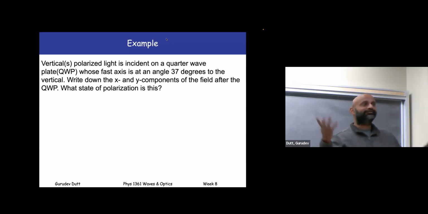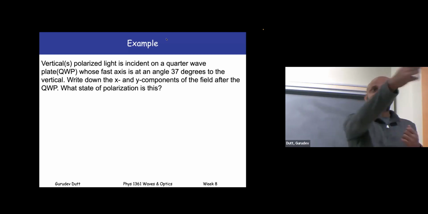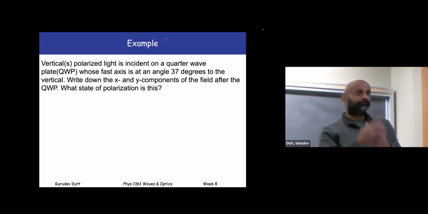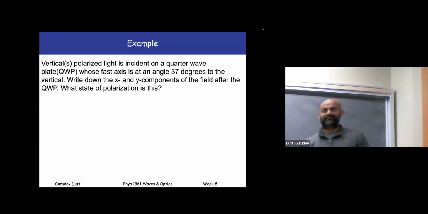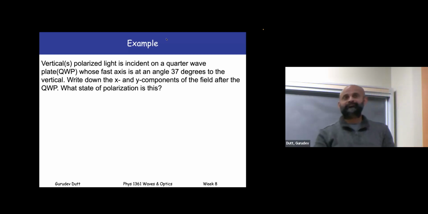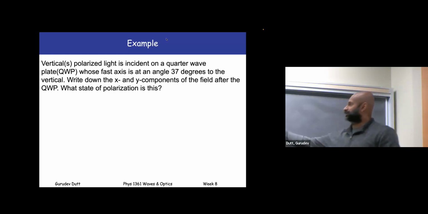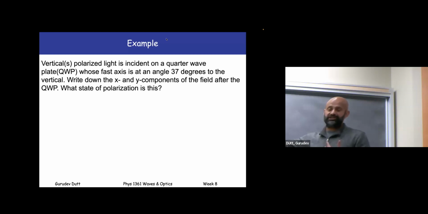Which of these 4 do you folks think would be the state of light coming out? Yes, Jack. Elliptically polarized. And why do you say that? Because it's not at an angle of 45 degrees. Right. Exactly. Very good. Because the angle of the polarization with respect to the fast axis is not 45 degrees.